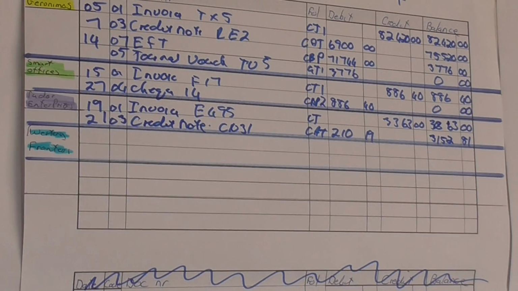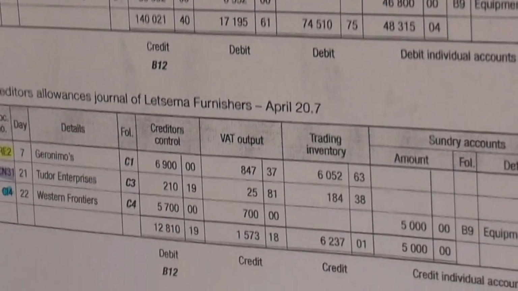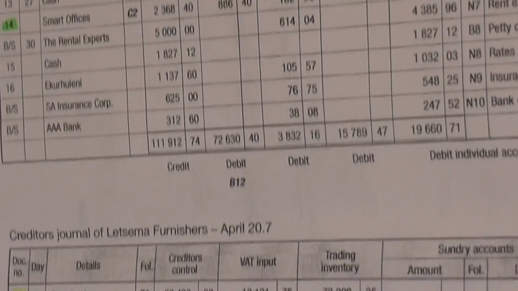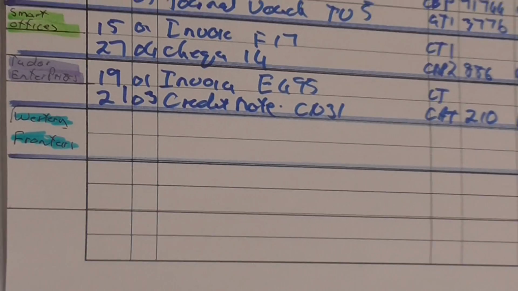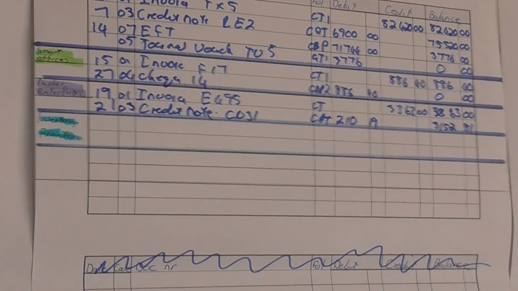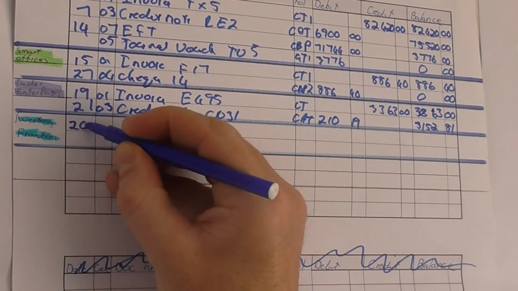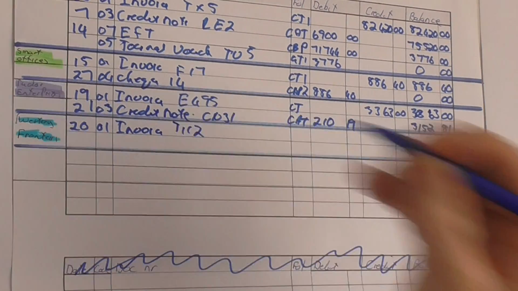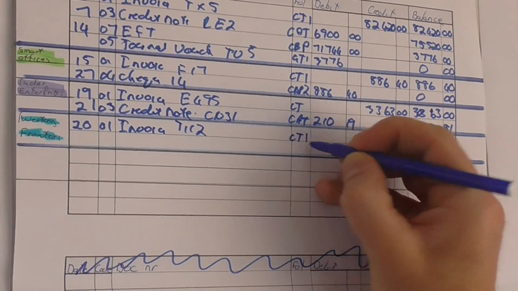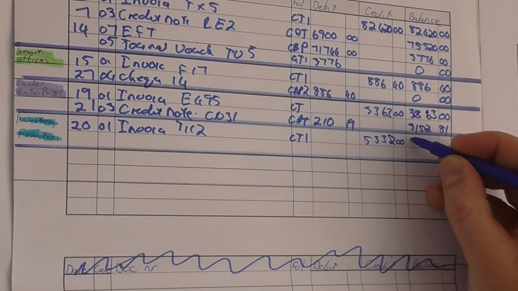Then last but not least is Western Frontiers. Now I'm looking at my Creditors Journal, and there we see we've got a credit in the Creditors Journal over there. Western Frontiers in the Creditors Allowance Journal. And then last but not least, cash book payments, but we didn't pay them anything either. Ooh, we're not paying very well, are we? Okay, so let's go have a look. On the 20th, code 01, we purchased from them, and we got invoice T112. It'll be Creditors Journal, and the Creditors Journal gets a credit. So that's 53352.00.